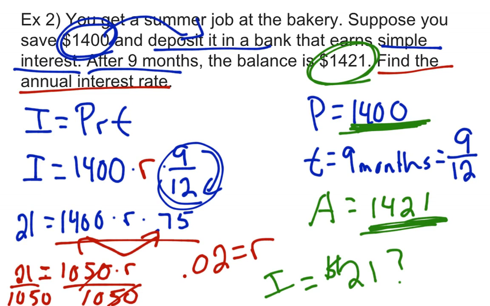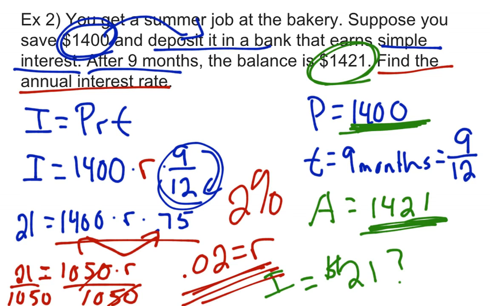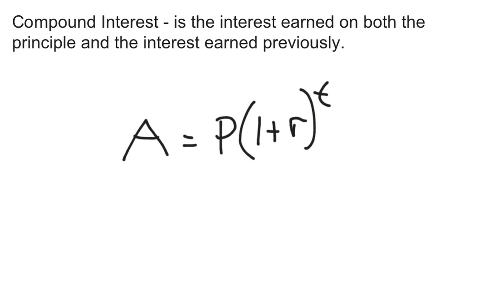0.02 equals the R. And again, you just got to think about what the answer is. R is supposed to be our interest rate. Our interest rate is a percent. But is 0.02 a percent yet? No, we have to make it a percent by moving the decimal 2 places, and you end up getting my interest rate was 2% on that problem. Okay? Next type of problem.